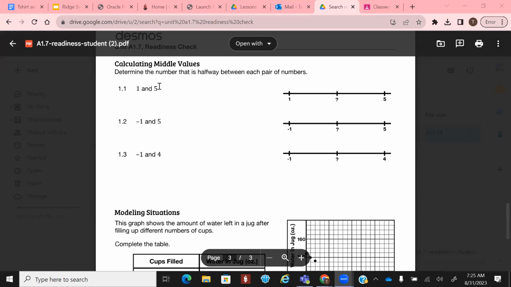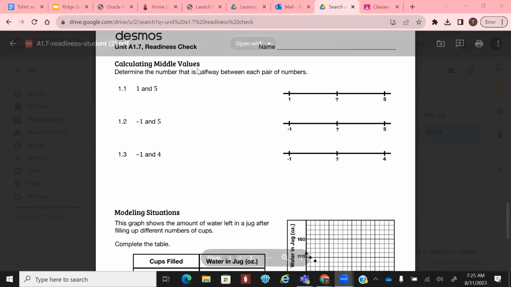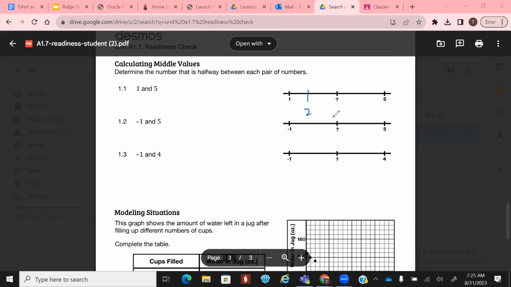What number is halfway between 1 and 5? So let's think 3. Okay, good. So we would have 2 here, 3 is right here, and then 4. So halfway between is going to be 3. Cool. What about the next one? -1 and 5. +2? Okay, so that would give me 0, 1, 2, 3, 4.